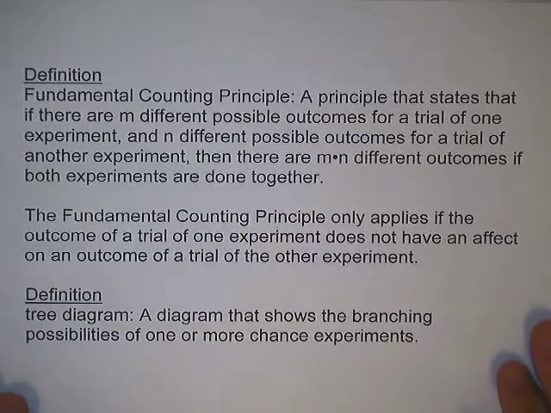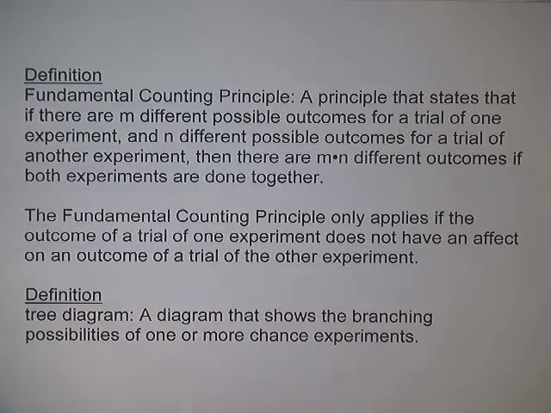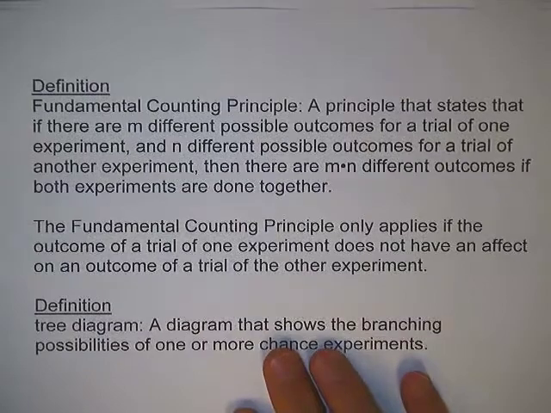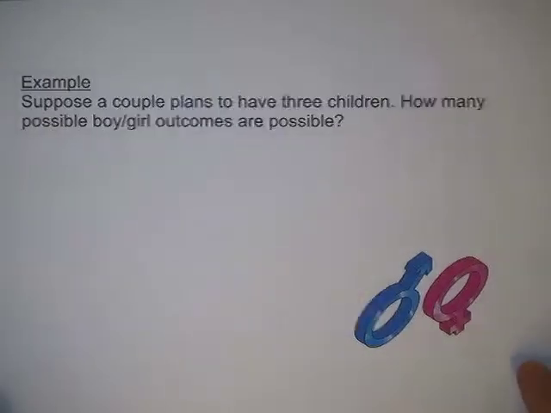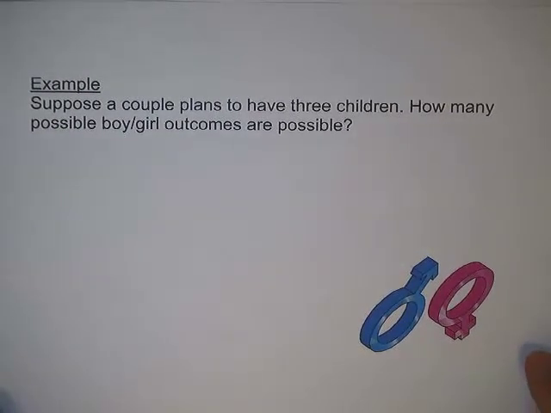Let me also talk a little bit about a type of diagram called the tree diagram. A tree diagram is a diagram that shows the branching possibilities of one or more chance experiments. We could have done the outfit problem using a tree diagram, but let's take a look at another example here. Suppose a couple plans to have 3 children. How many possible boy-girl outcomes are possible?